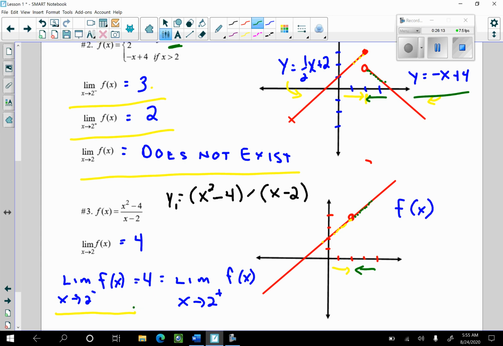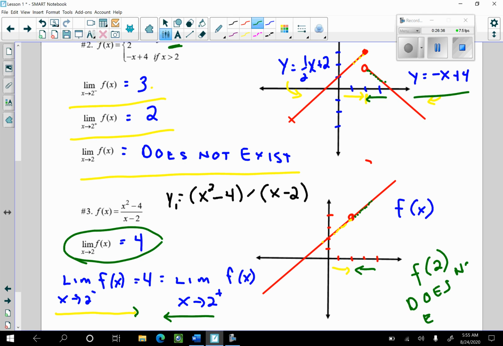So the left-hand limit does indeed equal the right-hand limit. They both go to 4, so I can make this statement: the limit as x goes to 2 of f of x is equal to 4. And note that f of 2 does not exist. f of 2 is not in the domain for this particular function. Okay, so that is Unit 1, Lesson 1.